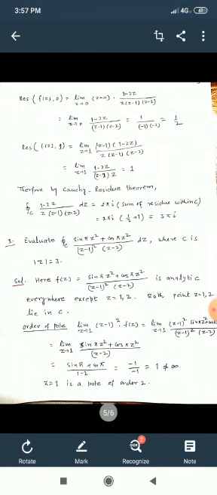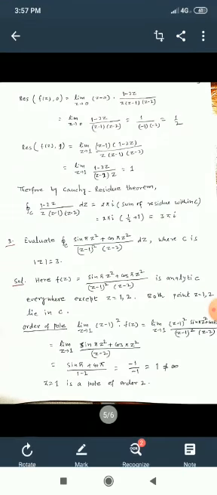Therefore, by Cauchy residue theorem, the value of the integral of (1 - 2z) upon z(z - 1)(z - 2) dz is equal to 2 pi i times the sum of residues within C. So 2 pi i times the sum of residues, that is 1/2 plus 1, this is equal to 3 pi i. So next example, example number 3.